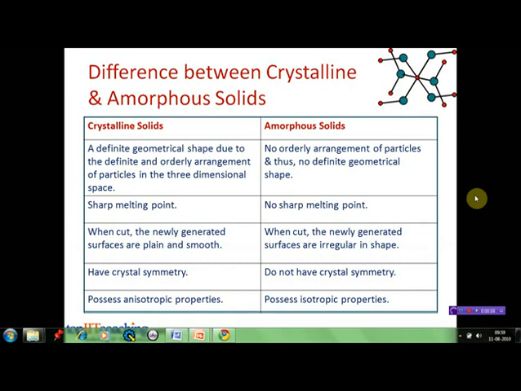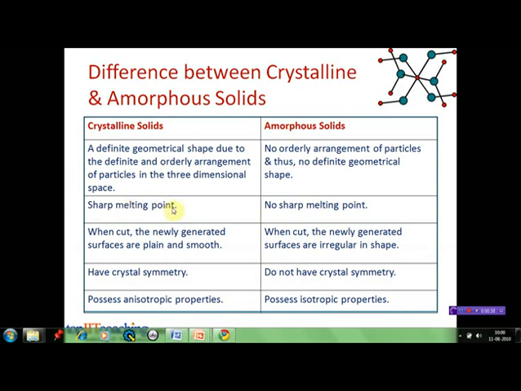To make the distinction between crystalline solids and amorphous solids more clear, let's discuss their properties one by one. The first property that we discussed for crystalline solids is that their constituent particles have a definite arrangement in three-dimensional space, due to which the crystalline solids have a definite geometrical shape. But the amorphous solids do not have any such definite geometrical shapes because there is no particular order of arrangement of their particles.